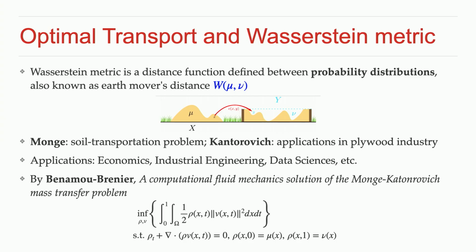How you can effectively move an Earth of a shape of mu to the k of the nu with a certain cost function c of x, y over here. So this kind of movement cost will be used to describe the distance between these two probability distributions. And this kind of problem was first studied by Monge to solve these soil transportation problems.